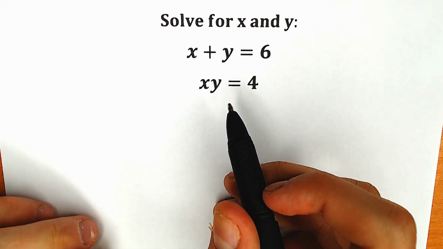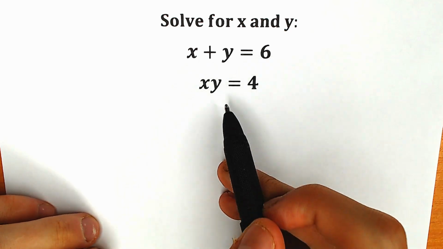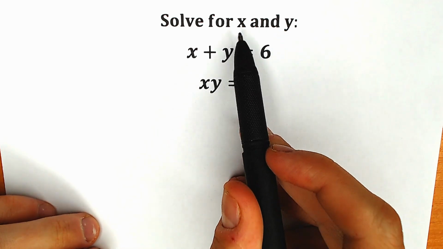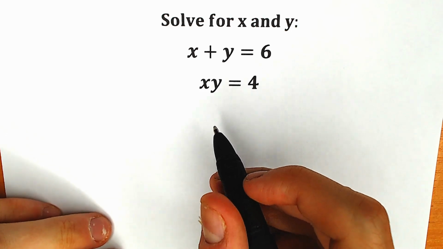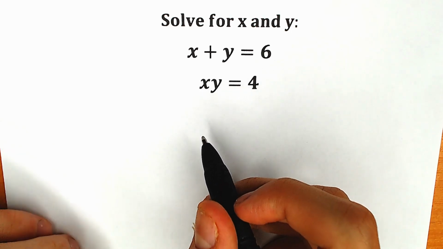Today we have a very interesting question. We know that x plus y equals 6 and xy equals 4, and we need to find our x and y. If you have your answer, your solution, you can also write your solution down in the comment section, and then we will check your answer, so it will be really interesting.